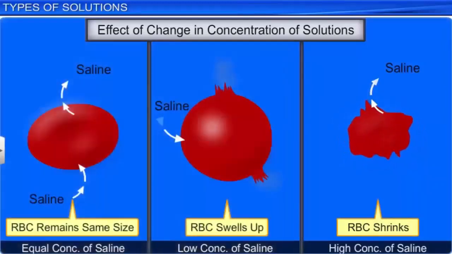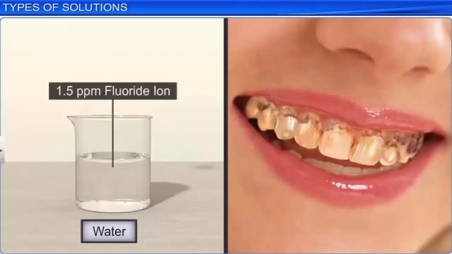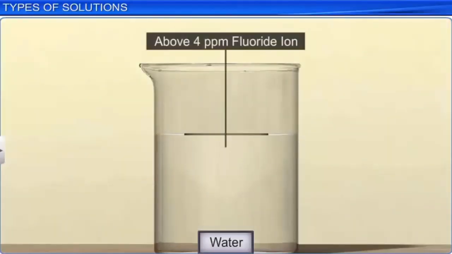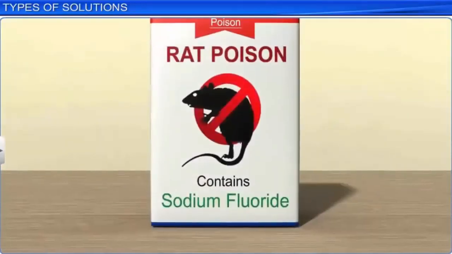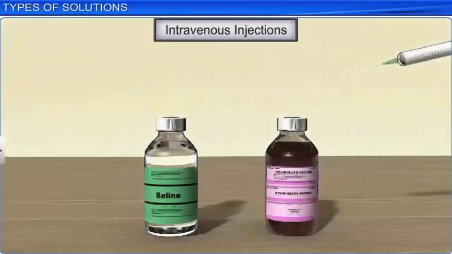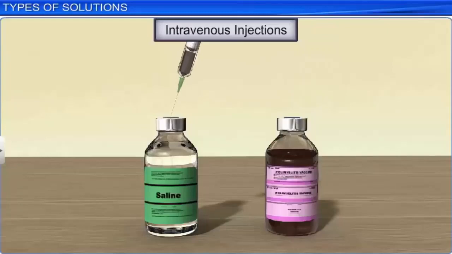For example, 1 part per million or 1 ppm of fluoride ions in water prevents tooth decay, while a concentration of 1.5 ppm causes spotted teeth. And any concentration at and above 4 ppm becomes toxic. Therefore, sodium fluoride is used as rat poison. Intravenous injections are always dissolved in water containing salts at particular ionic concentrations, so as to match the blood plasma concentration.